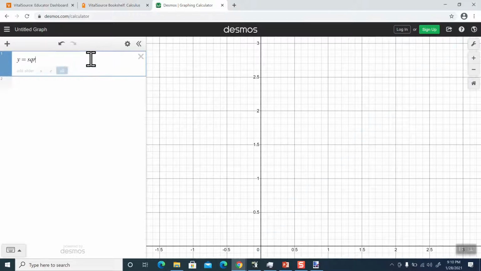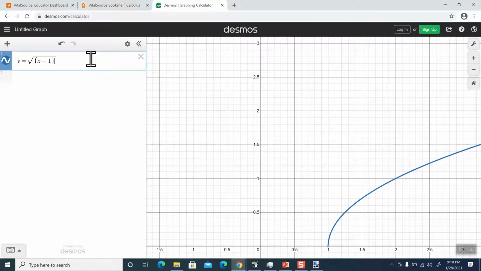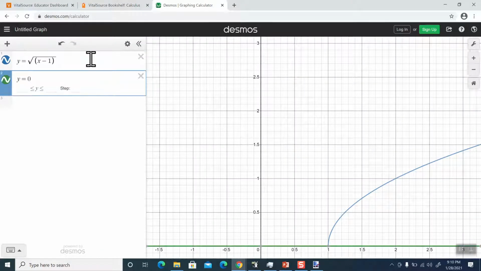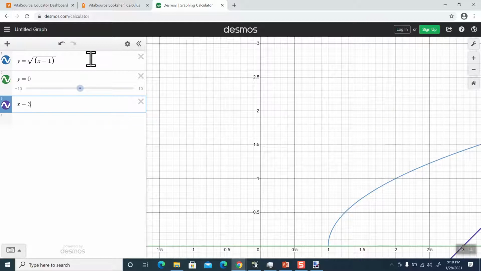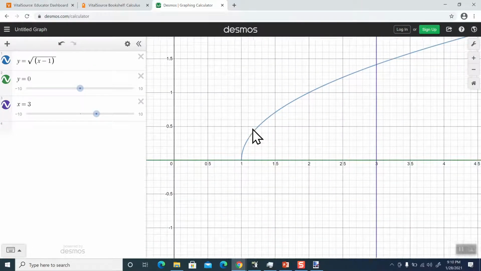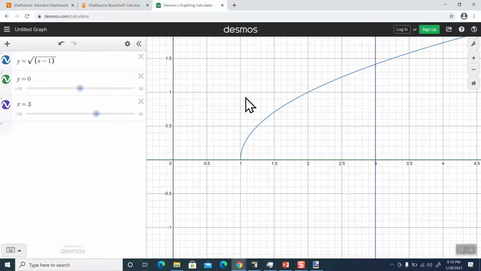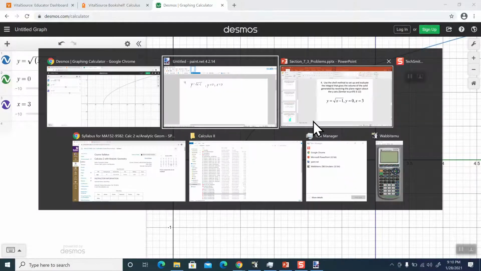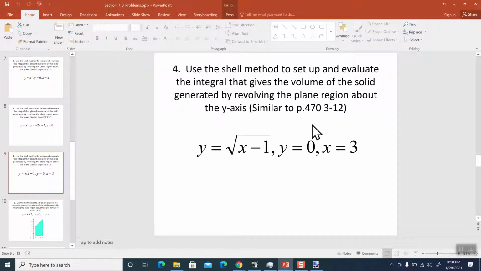y equals the square root of x minus 1, y equals 0, x equals 3. Okay, so that's what we're working with right there. This right here in the middle is going to be revolved about the y-axis.